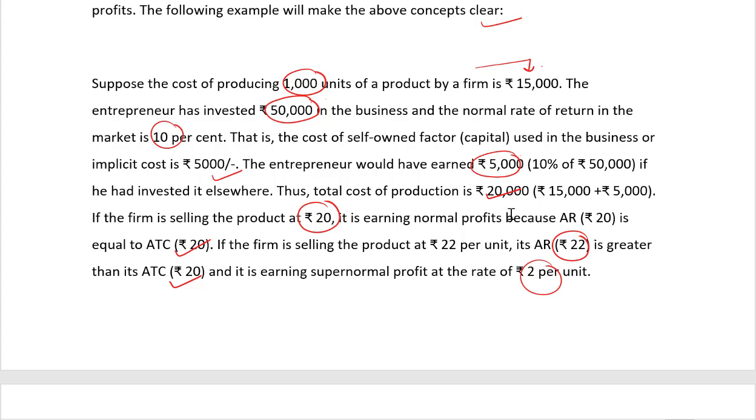If the selling price is 20, the firm is earning normal profits, as 20 is equal to average total cost. Average total cost is also 20, and the earning is also 20. So it is a normal profit situation. But if we want to learn about the abnormal profit situation or supernormal profit situation, over here, if a firm is selling the product at 22 and not at 20, the average revenue will be 22, the average cost will be 20, and we can say that the firm is earning supernormal profit of 2, that is 22 minus 20.